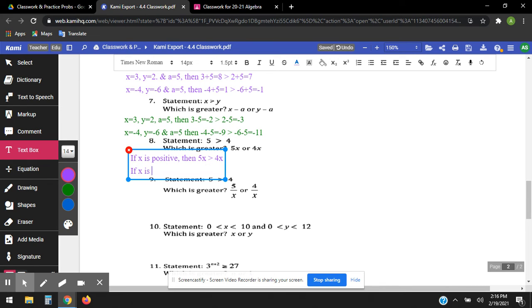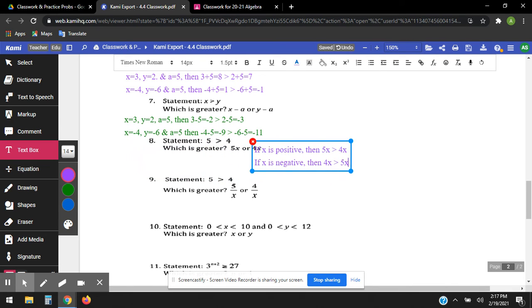What if x is negative? Well, if I do a -3 this time, that's -15 and -12. Well, now the 4 is bigger. So 4x is actually bigger than 5x. Well, what's our other option when it comes to multiplication?